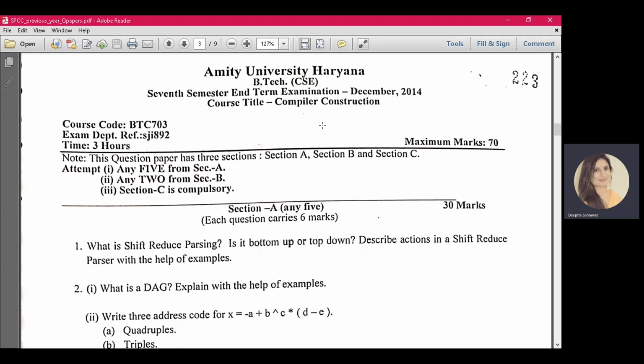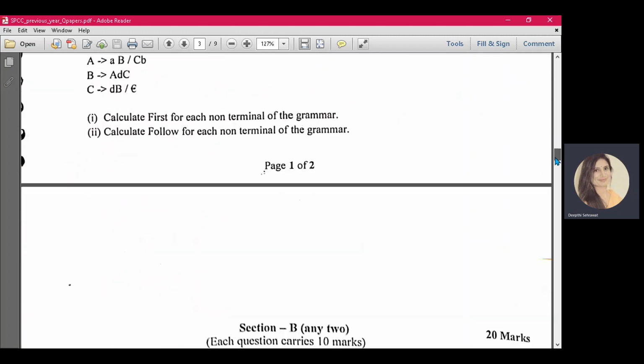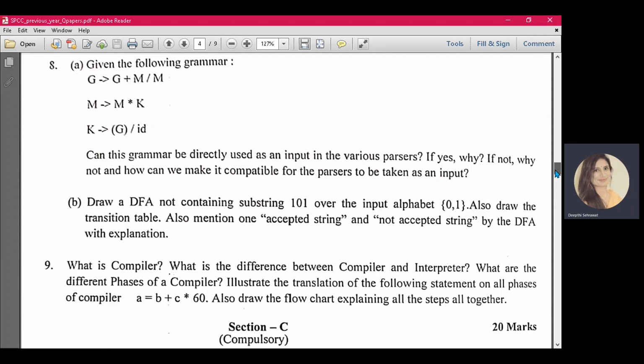Hello everyone. Now let's discuss the end term examination paper of compiler construction that was held in December 2014. Here we are having three sections, section A, section B and section C, right?